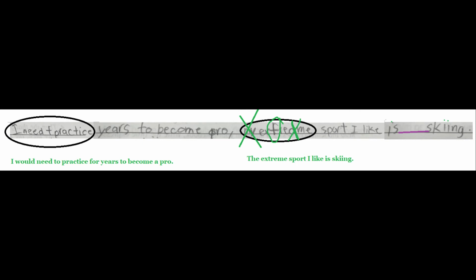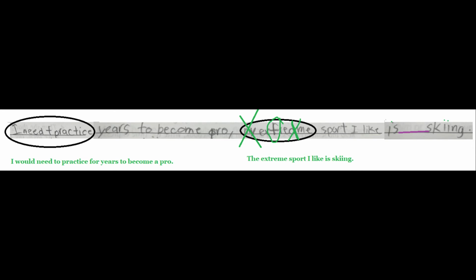And he did put 2 dots above those I's. I just accidentally cut those off. So those are 2 dots there above those I's in skiing. The extreme sport I like is skiing. Grammatically, that's correct, but he can't say this because he doesn't ski.